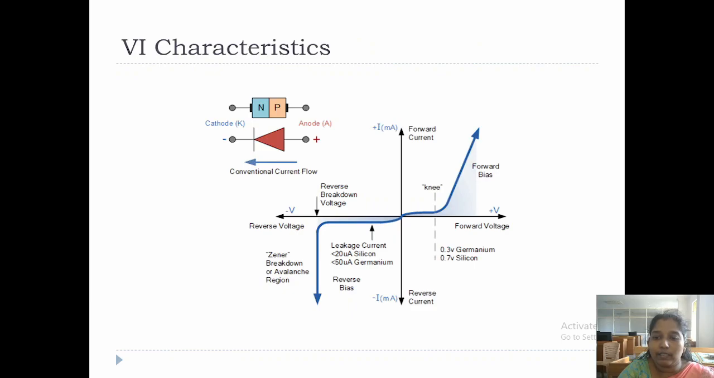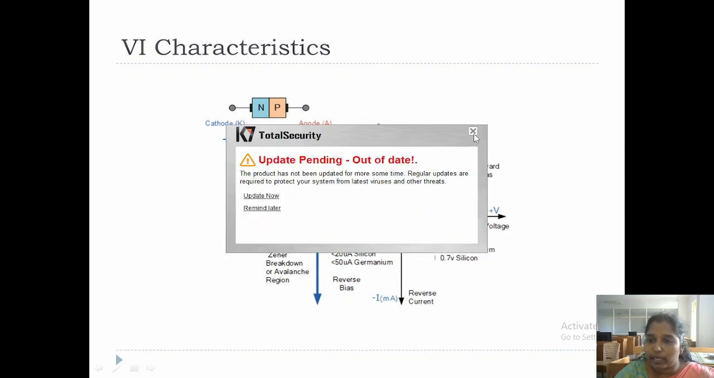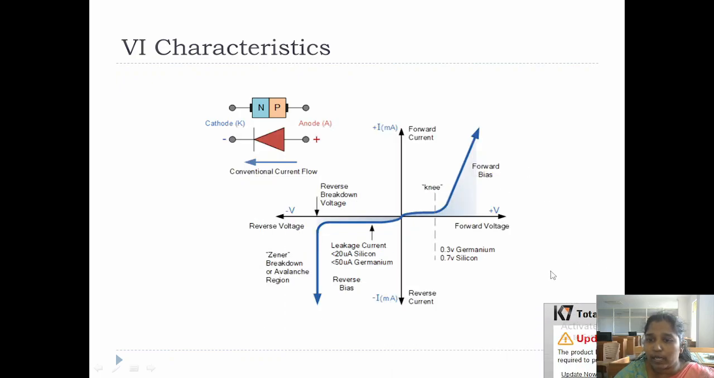And now this is the VI characteristics of the PN junction diode. This is the forward bias condition, the forward bias characteristic, and this is the reverse bias condition. As the external applied voltage is increased more and more, the current flow increases, so the graph increases linearly.